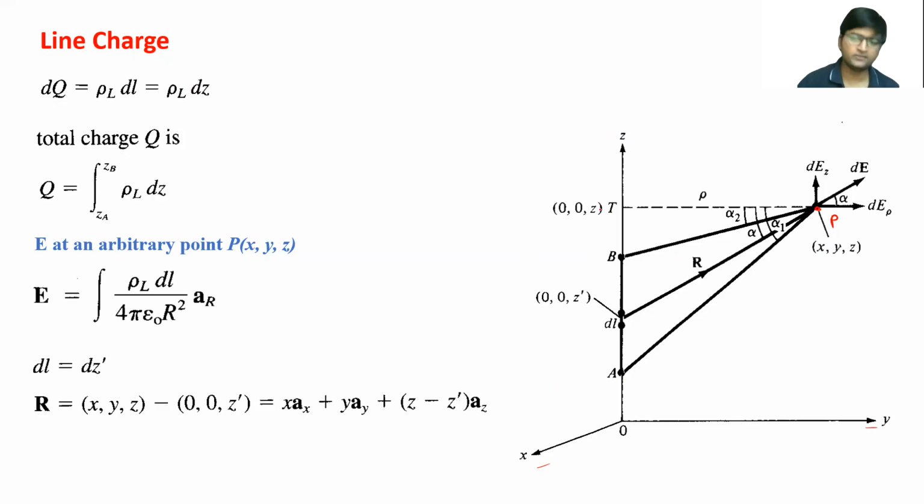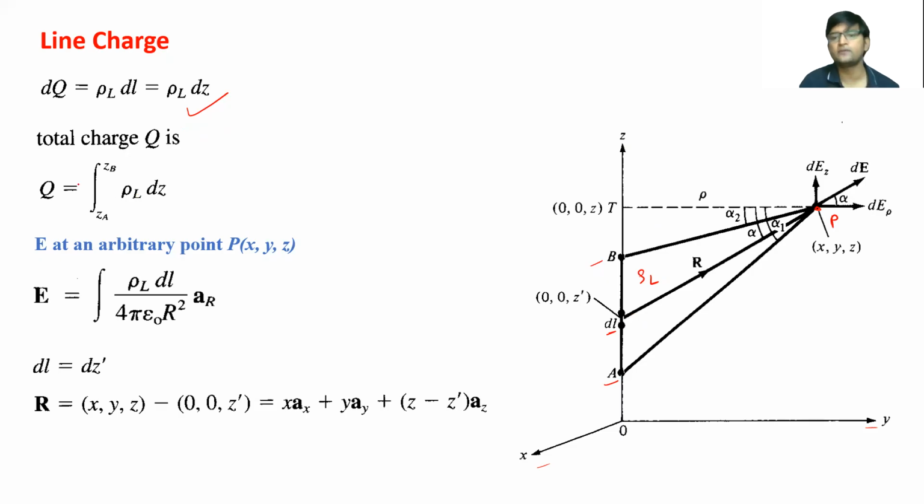And in the first case, we will just be taking the portion of the z axis which is between A and B as the line at which the charge is distributed. And the charge density is given as rho L. So just as in the previous case, you can calculate dq as the multiplication of a small line element dl and the charge density rho L. And since this dl is in the direction of z, we can call it dz also. So this is what is written here, rho L into dz.